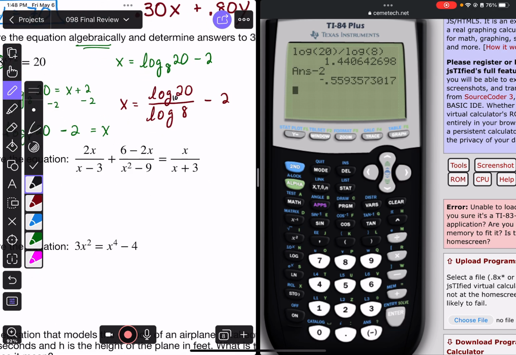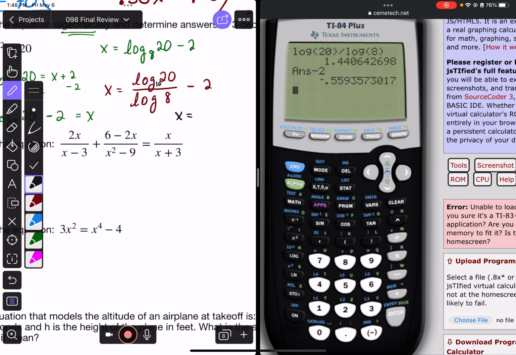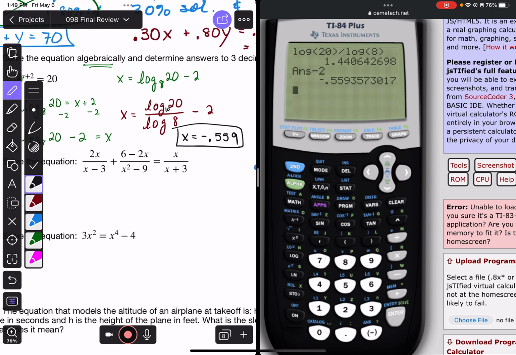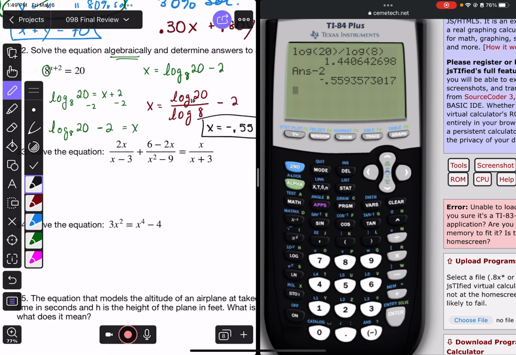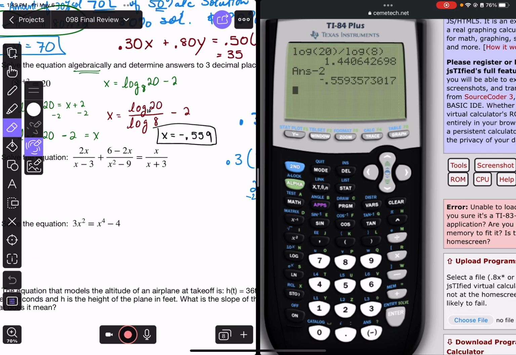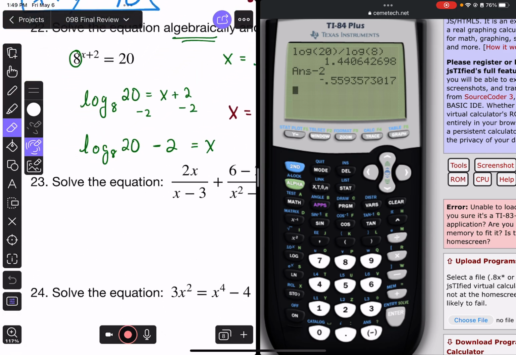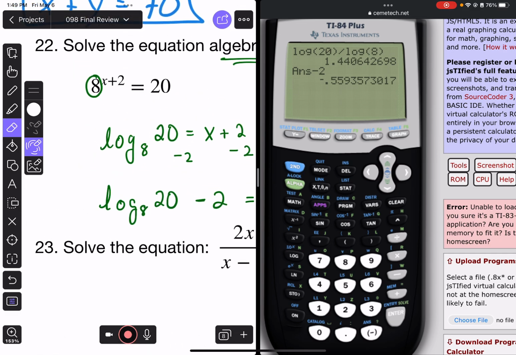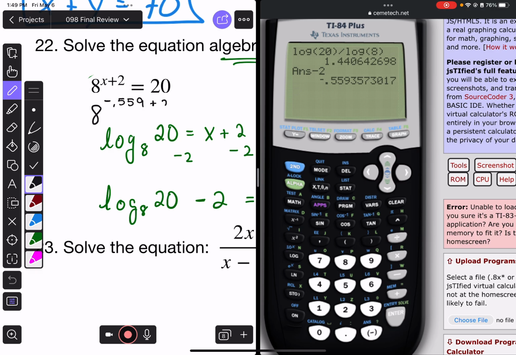And it looks to me like x comes out to be negative 0.55. Let's just round it off there. Now let's go ahead and check that thing. So I think I know my answer is negative 0.559. So up here, if I want to check it, 8 raised to the negative 0.559 plus 2 should give us 20.